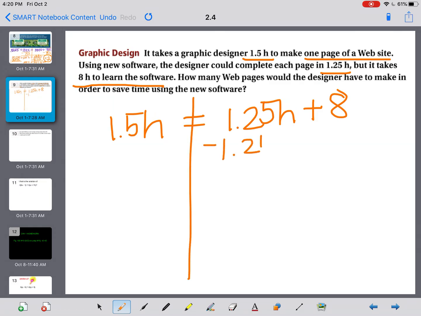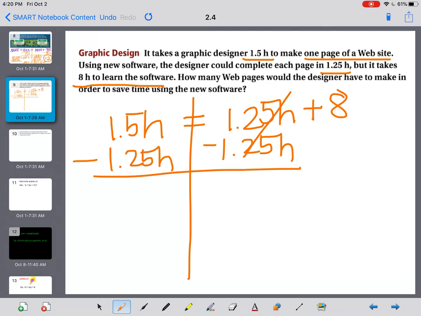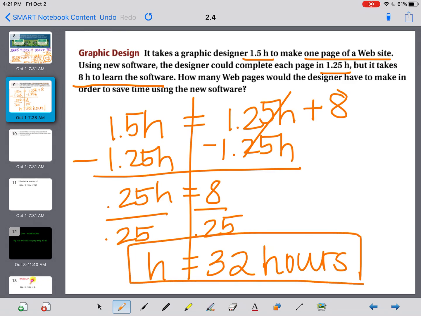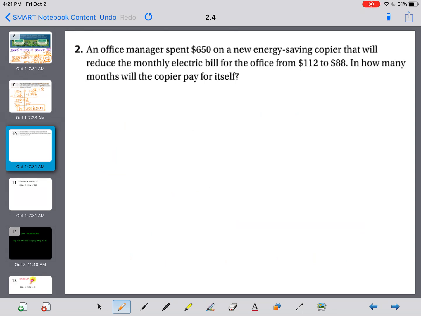Okay, so we have our variables on both sides. The only thing I'm going to have to move is this one, because I don't have any other constants. When I subtract this, I get 0.25 hours equals 8. Then I have to divide by 0.25. Be careful. When I divide by a decimal, my number should actually get bigger. So the number of pages it's going to take to save time using the new software would actually be 32. 8 divided by 0.25 is actually 32.